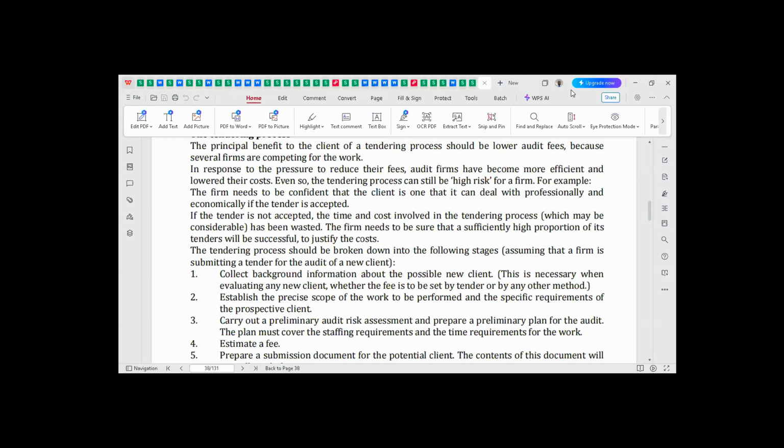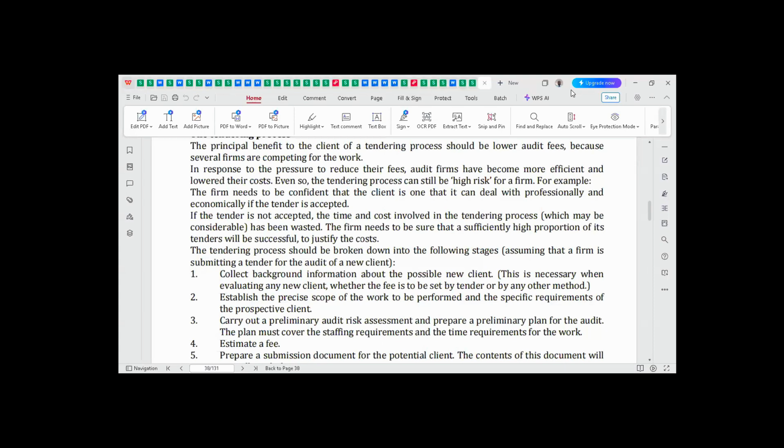So the essence of this preliminary audit assessment is for you to have an evaluation of an overview of what you intend to do, the staff requirements, the scope of work, the time to be expended on the engagement. All of these are what you are going to achieve after you have conducted the preliminary audit risk assessment, okay? Also, at this juncture, you need to also state your fee.